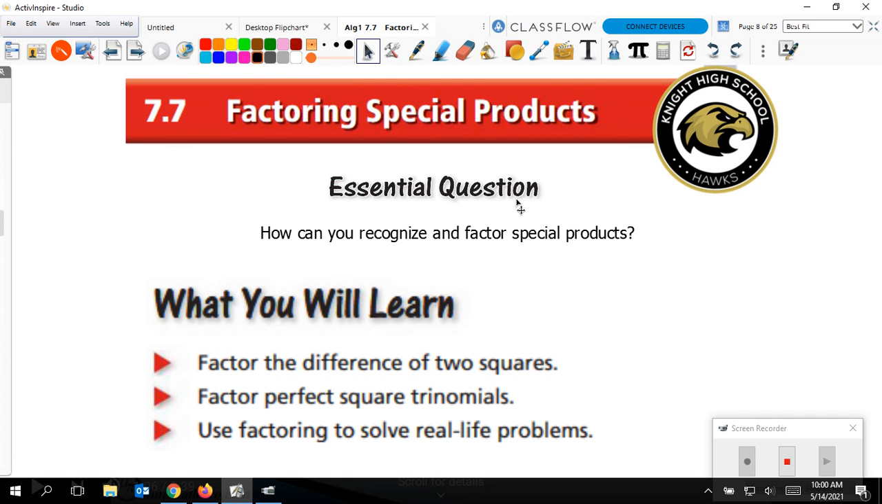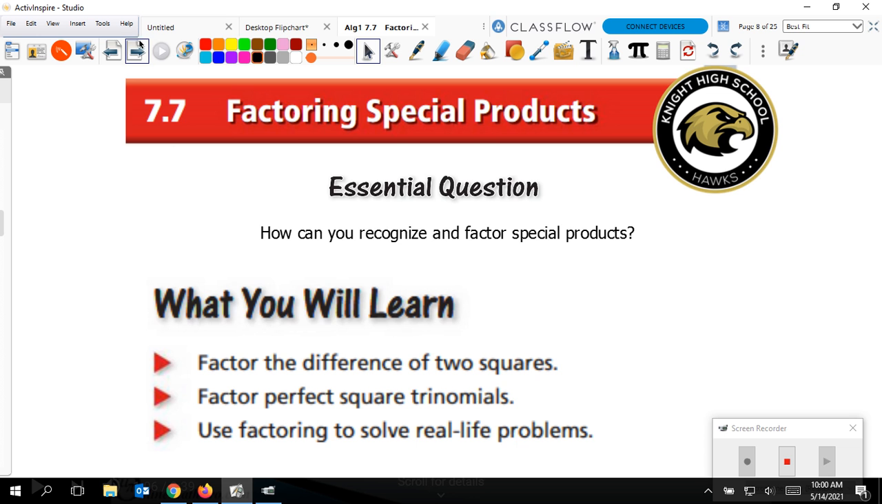All right, well, welcome back, Algebra 1 students. As we're looking at factoring special products, one of those special products is the difference of squares that Song was just talking about. So 7.7 in Big Ideas, Algebra 1. Right there it says we're factoring out difference of two squares, and we're also factoring perfect square trinomials. Those are the two special products that we learn in this lesson.